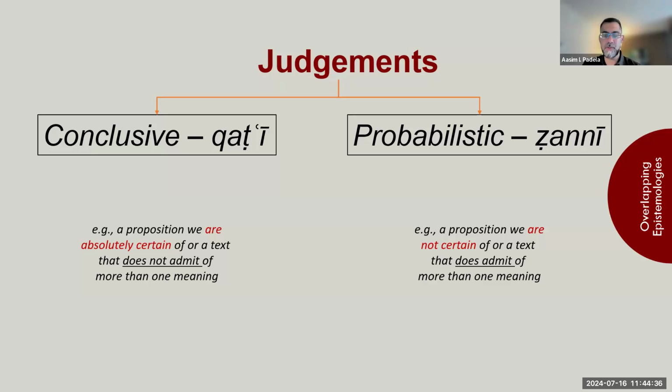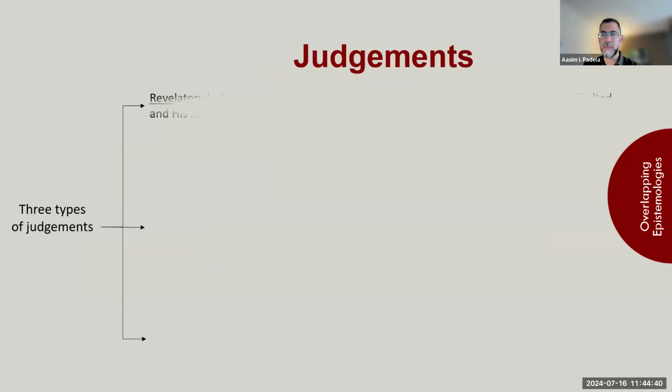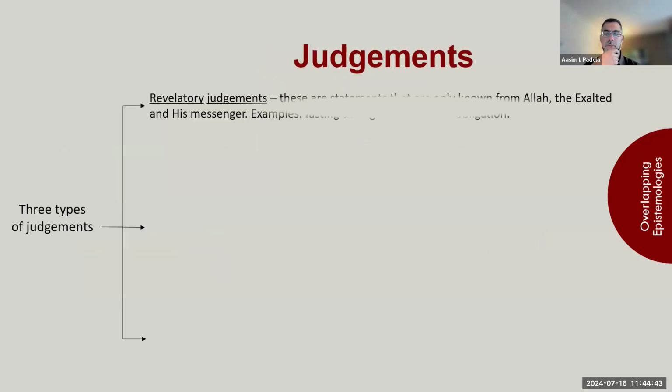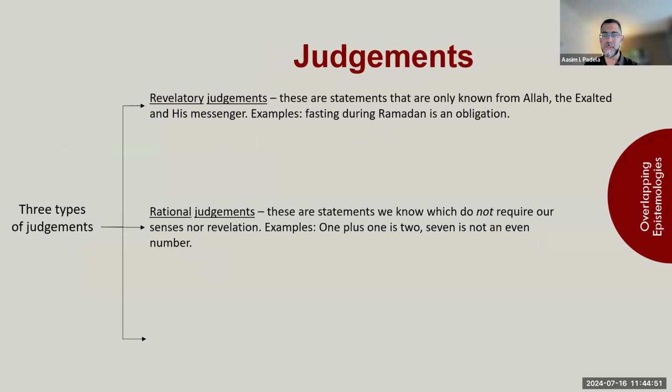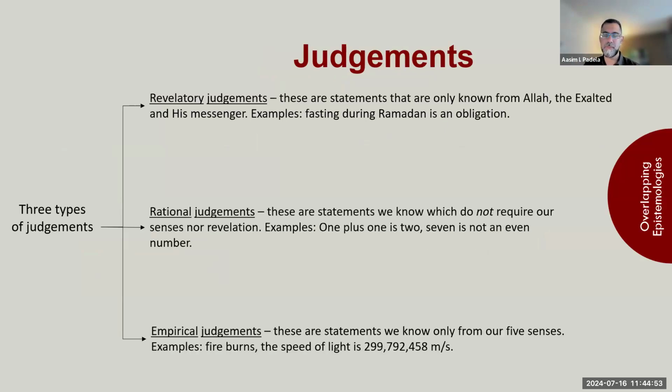So the students then learn the notion that you have to make judgments about those claims. And then there are three types of judgments. This is where we get the separation into what you traditionally think about. There are revelatory judgments, judgments based on revelatory sources, and there are judgments based on rational sources and empirical ones, right?